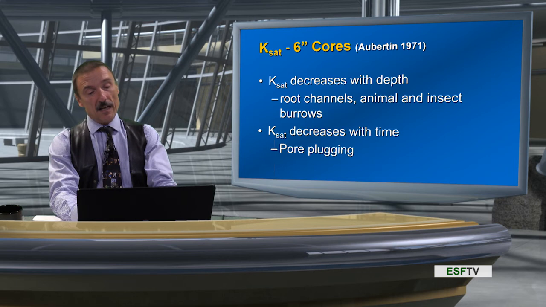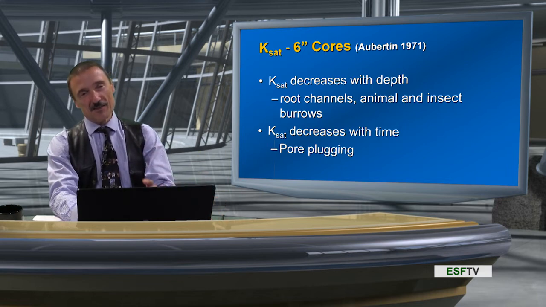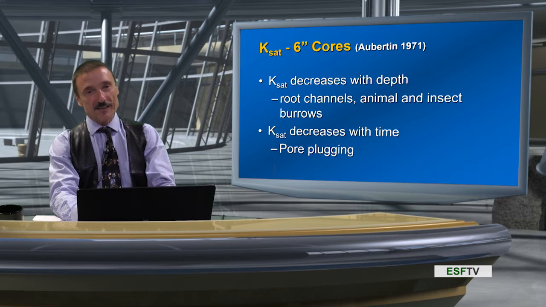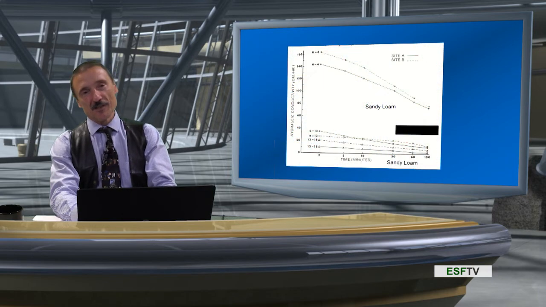Okay? And also over time. So if you take the same core and you measure repeatedly and do this test over time, the Ksat will get smaller. What happens is that as you keep taking the same core and pouring water through it, some soil is released and there's some plugging. So the Ksat over time will be reduced because of some plugging. Here's an illustration of that.